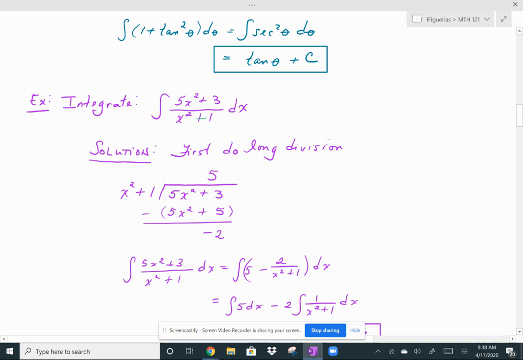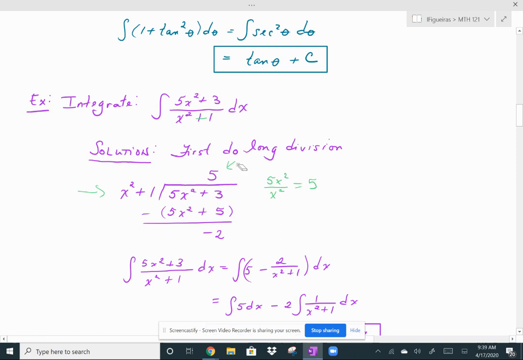Okay, so that's what I did here. I'm dividing 5x squared plus 3 by x squared plus 1. The way you do long division, if you've forgotten, is you take the first term inside the dividend and divide it by the first term inside the divisor, and that gives me a value of 5, which is what you see here.